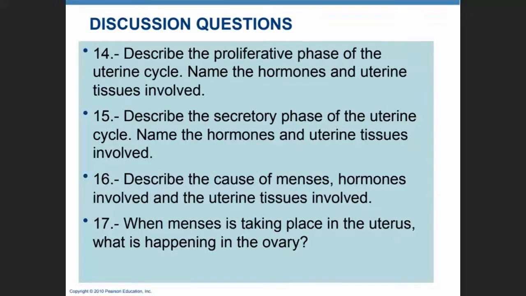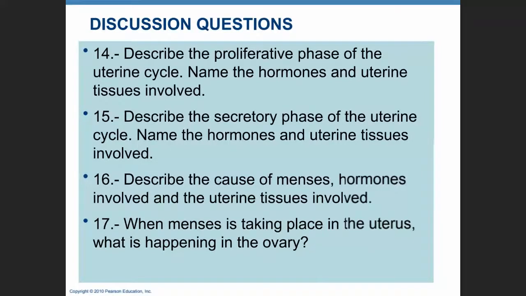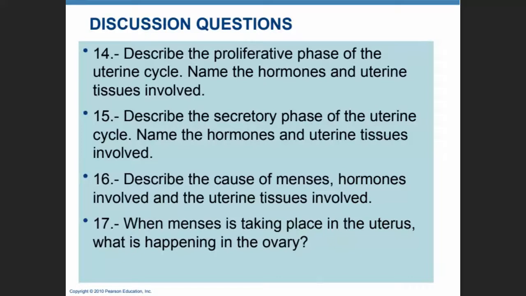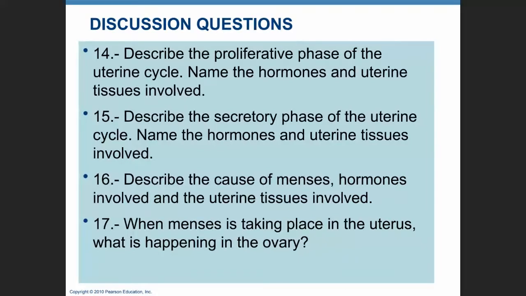So you should be able to describe the proliferative phase of the uterine cycle and name the hormones and uterine tissues involved. The hormone will be estrogen, but especially progesterone. The uterus is especially sensitive to progesterone. Describe the secretory phase of the uterine cycle, name the hormones and uterine tissues involved. We're continuing with the same hormones, progesterone mainly.